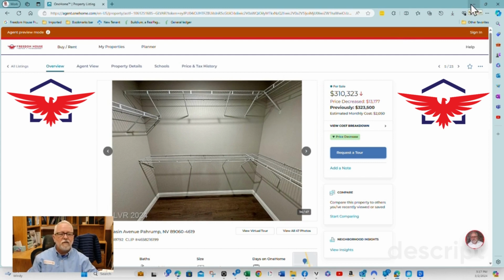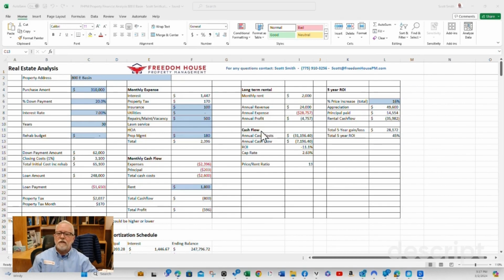And I use a spreadsheet to analyze the properties. 800 East Basin, the purchase price would be $310,000. Down payment of 20%. Interest rates now are at 7%, probably a little higher if you're buying it as an investment property. 30 years. Rehab budget, it doesn't look like it needs any rehab right off the bat. So 20% down payment would be $62,000. Closing cost at 1% is $3,100. Total initial cost is $65,100.